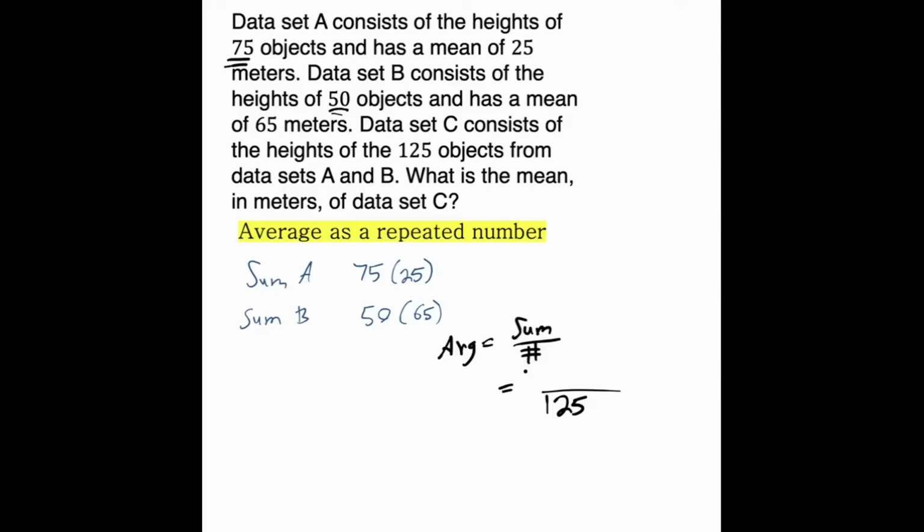But for the sum of them, we're going to imagine that we've got 75 that are all 25, and then we've got 50 that are all 65. And we want the average of everything. So we'll just calculate this out. 75 times 25 plus 50 times 65. That sum is 5,125.